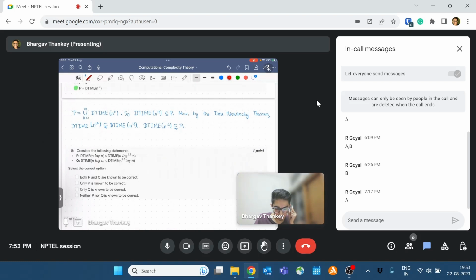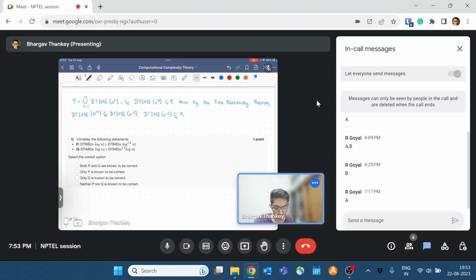Okay. So then let's look at the next problem. Consider the following statements. Again, both of these are strict containments. P: DTIME n log n is strictly contained in DTIME n to the log 1.5 n, and Q: DTIME n log n is strictly contained in DTIME n to the 1.5 log n. So which of these are correct? Both, none, or P is correct, or Q is correct. Which of these four options are correct?